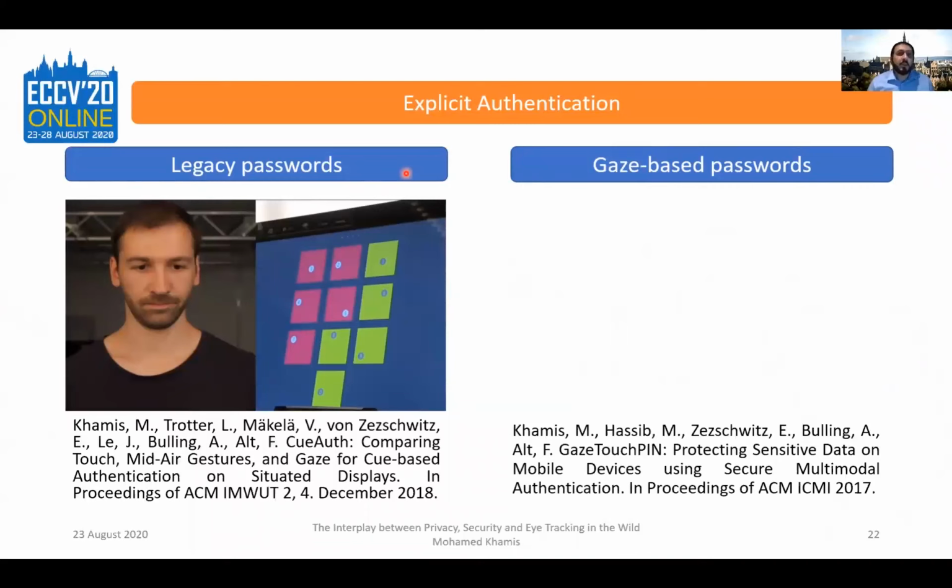And then there's gaze-based passwords, where actually the password itself is composed of eye gaze movements. So let's see some examples. On the left here, you see an example of a legacy password. What happens here, the interface, this is a system called QAuth.